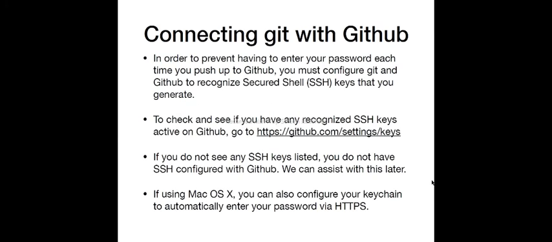Using Git and GitHub. Connecting Git with GitHub. In order to prevent having to enter your password each time you push up to GitHub, you must configure Git and GitHub to recognize secure shell keys that you generate. To check and see if you have any recognized SSH keys active on GitHub, go to this link. If you do not see any SSH keys listed, you do not have SSH configured with GitHub. We can assist with this later. If you are using Mac OS X, you can also configure your keychain to automatically enter your password via HTTPS.